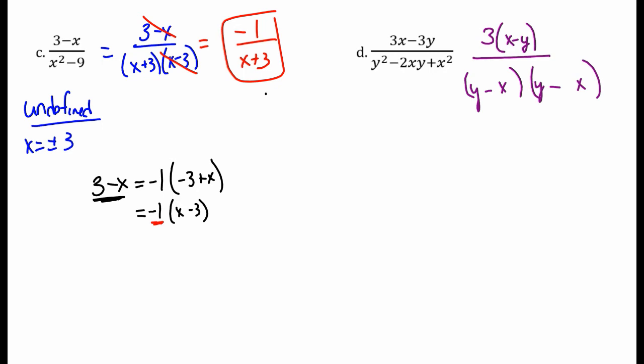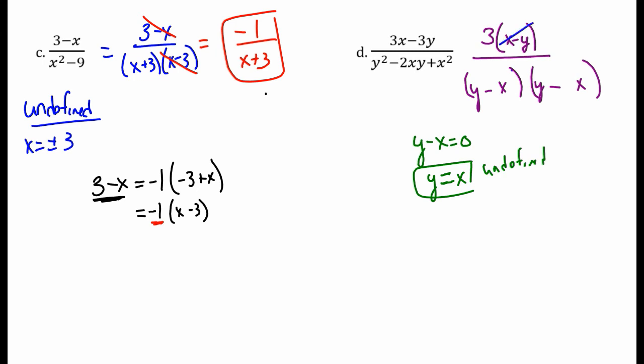But when is this undefined? It's undefined when y minus x equals 0, when my denominator equals 0. Well, y cannot equal x. If I get y equals x, that's when it's undefined. I can't have y and x being the same number, otherwise we end up dividing by 0. And that's what undefined means, we're dividing by 0. So do I have any common factors here? Well, we do.